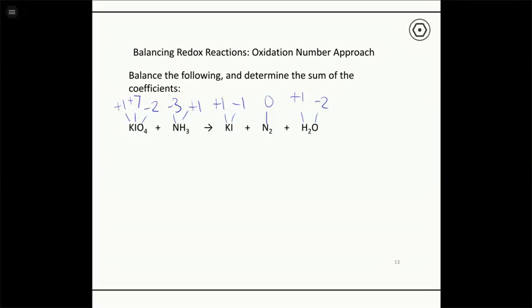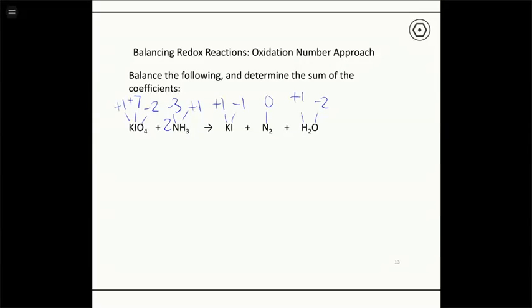We see a similar feature as last time, which is that we have only one nitrogen on the reactant side in NH3. The product has two nitrogens in N2. So again, right away we can know that we're going to have to double the coefficient of that. We can start with the 2 there, if that helps us.